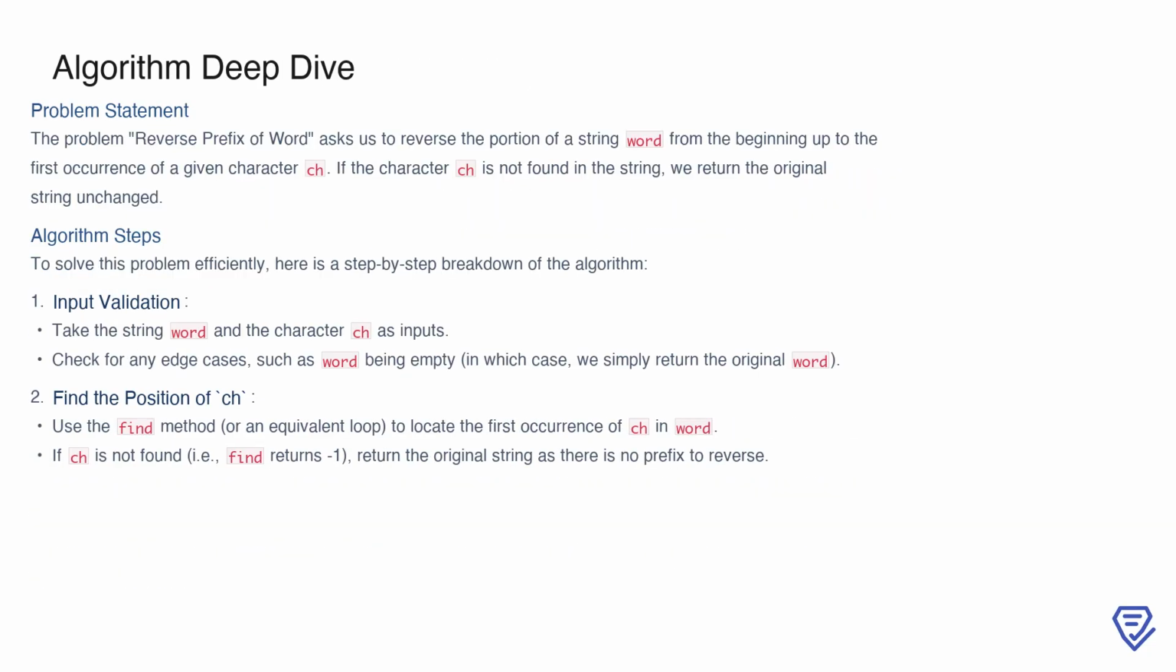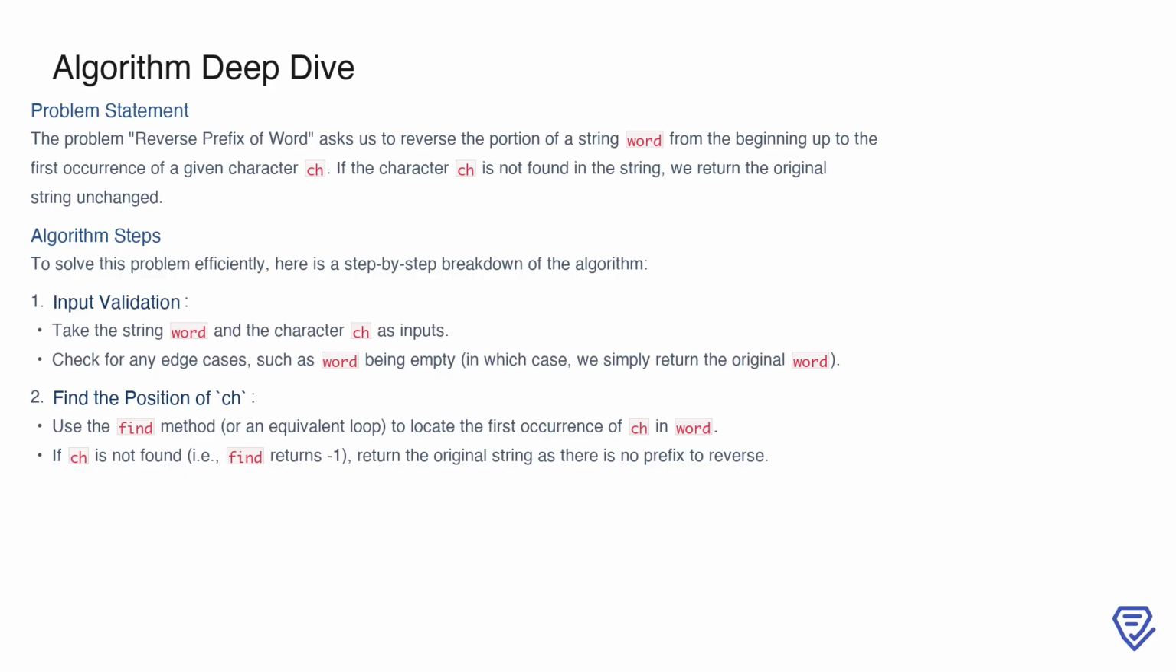The problem "reverse prefix of word" requires us to manipulate a string based on the position of a specific character. The task is to reverse the portion of the string starting from the beginning and ending at the first occurrence of the given character. If the character doesn't exist in the string, the original string remains unchanged. To solve this, we follow a structured approach.